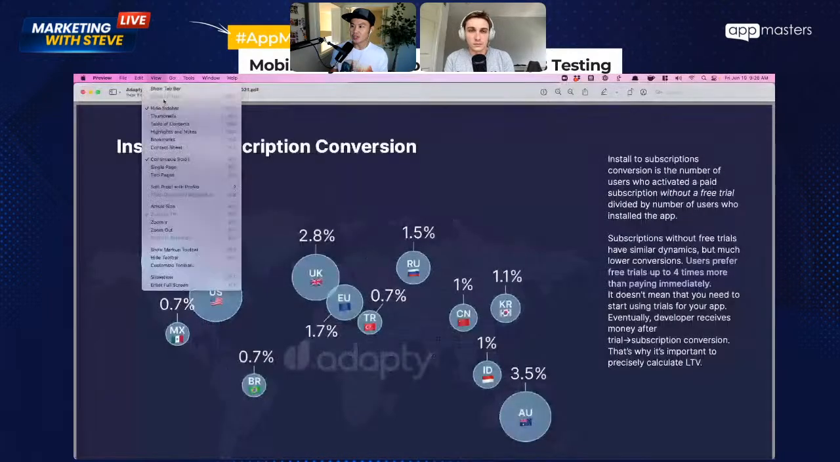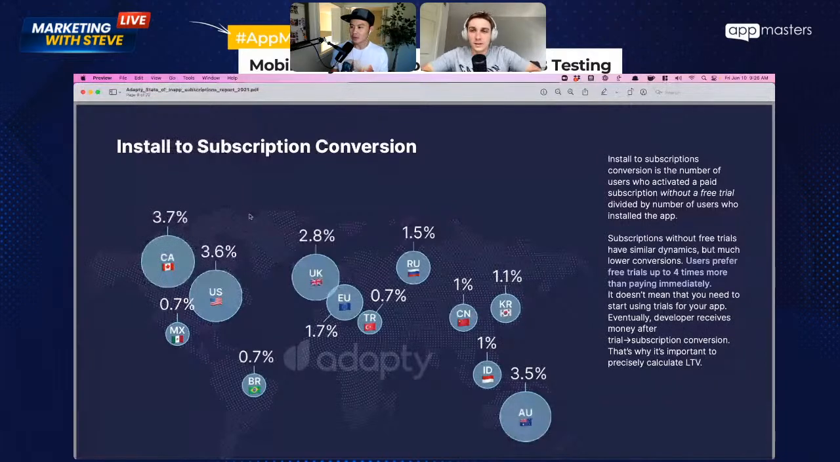Yeah. I recommend you guys go check out this report, but Vitaly, tell me if you don't want me to share this. That's me totally doing fine. So here's the great report, State of In-App Purchase, for free. Just give them your email. And then here are the average subscription rates, the install to subscription conversion rates. And I love this note: users prefer free trials up to 4 times more than paying immediately. And I keep saying this, and I have stats to support it. It's like, have free trials.